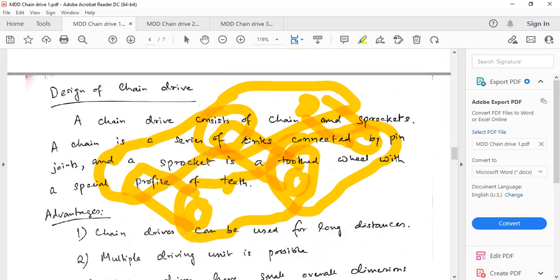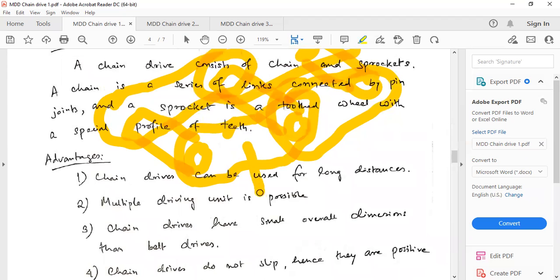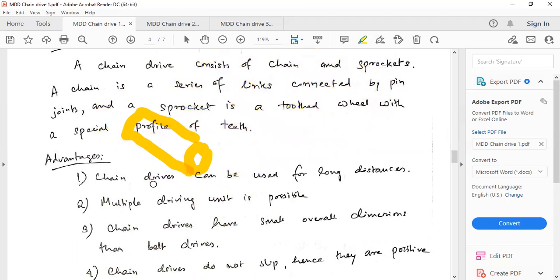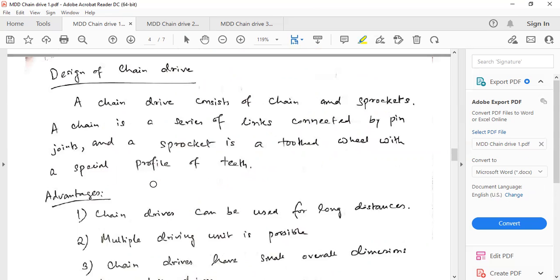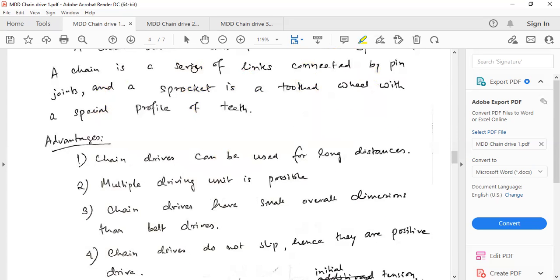Here in this diagram, you see these are called chain links, and these are the chain rollers. So we have seen a chain, seen a bicycle chain, a bike chain. That is what we are talking about here: the drive chain that is used for driving.